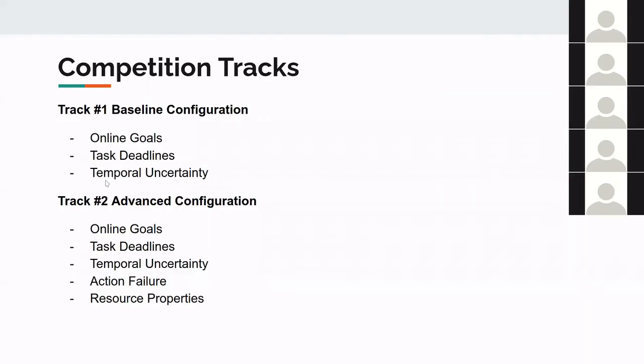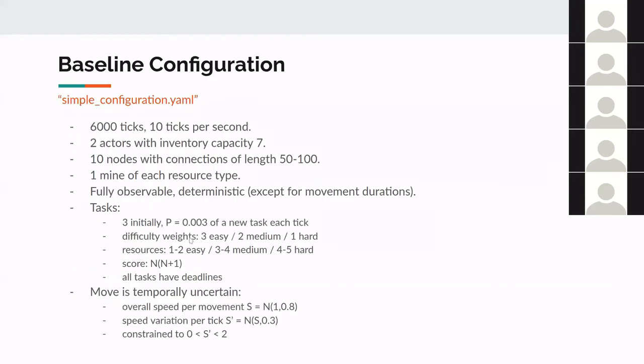I think that covers the two different configurations. So the baseline configuration is a fairly simple logistics task with temporal uncertainty and deadlines. And the advanced configuration turns on all of the different things. You have action failure as well, and you have these resource properties, which just make the problem much more difficult to complete. Okay. Okay, and here's just some details on exactly what's in those configurations, but I can skip past these slides since I showed you the actual screen instead.